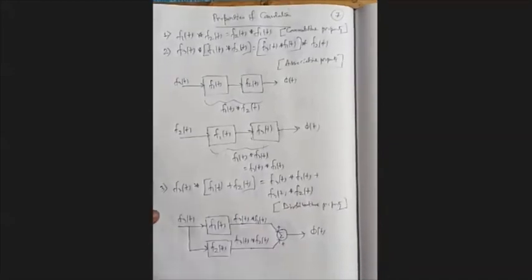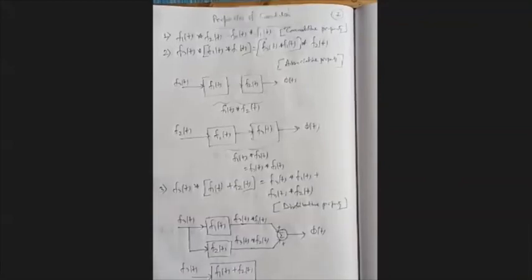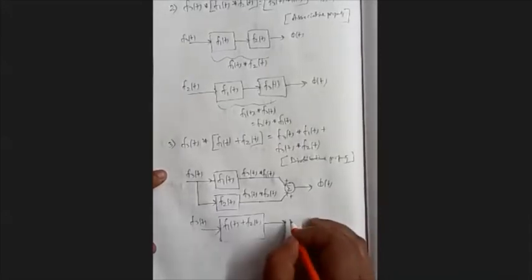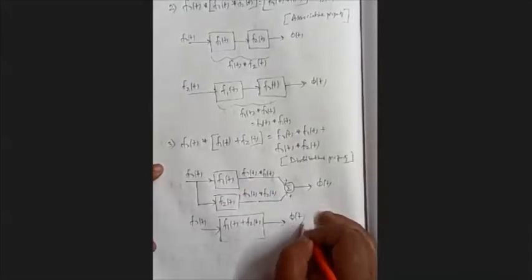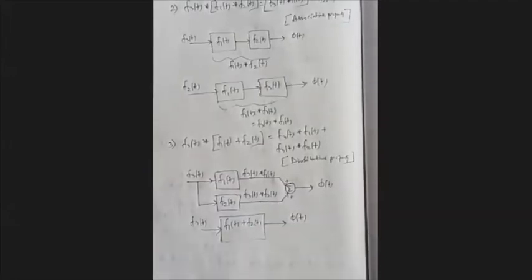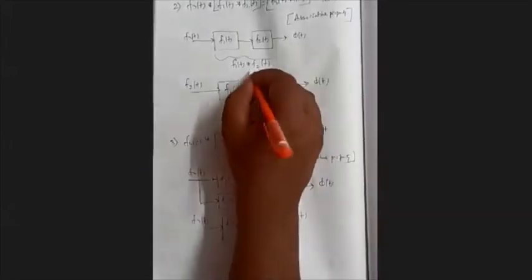If we now connect the two systems here, we say that they are connected in parallel. So it is f1(t) plus f2(t). If we just add the two system functions, that is the impulse responses of the two systems, the result will be the same, actually phi(t). No change. Same actually. So it is the distributive property. Clear?